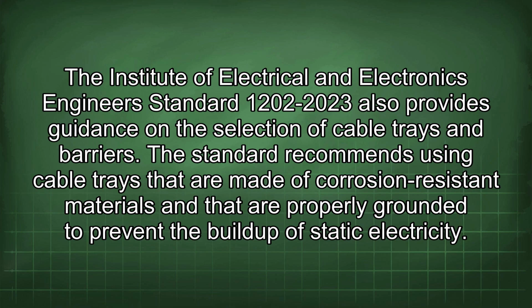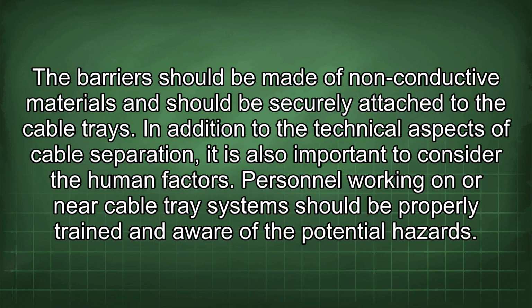The Institute of Electrical and Electronics Engineers Standard 1202-2023 also provides guidance on the selection of cable trays and barriers. The standard recommends using cable trays that are made of corrosion-resistant materials and that are properly grounded to prevent the buildup of static electricity. The barriers should be made of non-conductive materials and should be securely attached to the cable trays.